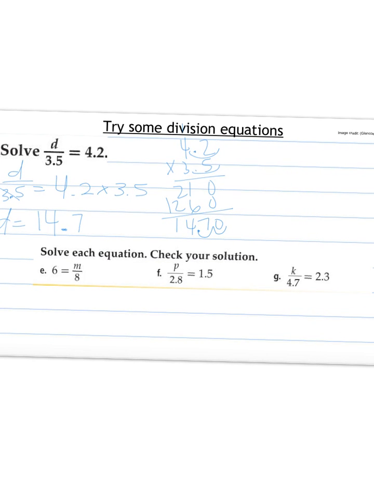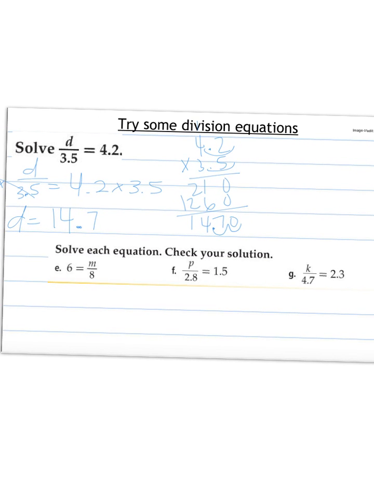Okay, there's 3 for you to try and then come back and check. First one, 6 equals m divided by 8. Multiply each side by 8, since that's what we're dividing our variable by. 8 times 6 equals 48. And then you could go back and plug this in. 48 divided by 8 equals 6, so that does work.